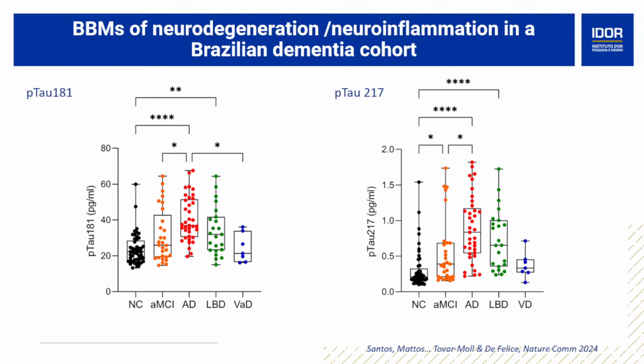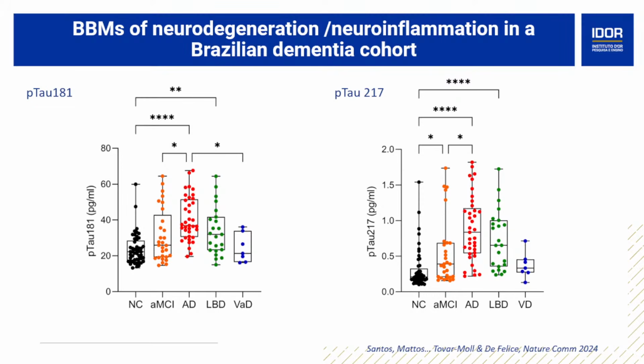Interestingly, we also had non-Alzheimer patients in this cohort, and as we can see here, p-tau 217 could not differentiate those from the controls. So this also reinforced the idea that p-tau 217 is a specific biomarker for Alzheimer's disorders.